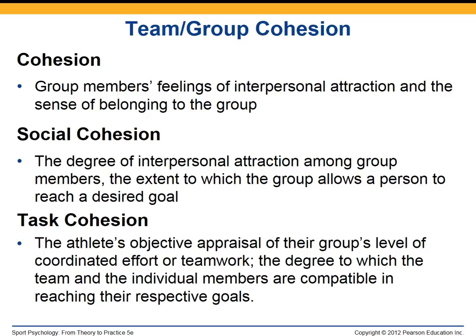The first kind is social cohesion, and this is the degree of attraction among group members in which the group allows a person to reach a desired goal. It may or may not be sports or team related. It could be someone's in choir and they have to go do a solo for their chorus class as a part of their grade.